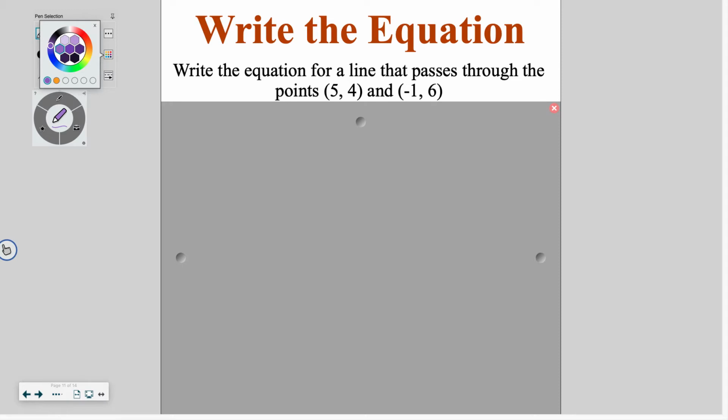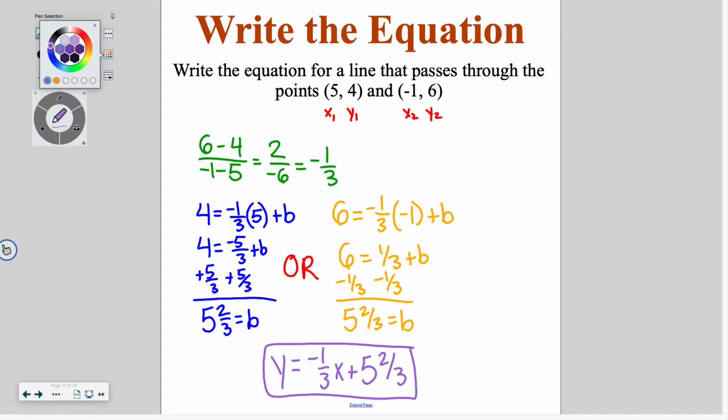Go ahead and try this one on your own. Again, we find our slope first. We plug in either of our points and find out in this case our b value is going to be 5 2/3. If you said 5.6 repeating, that is also okay. And then we end up with -1/3 x plus 5 2/3.